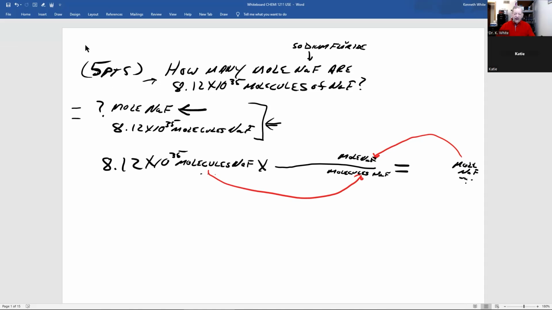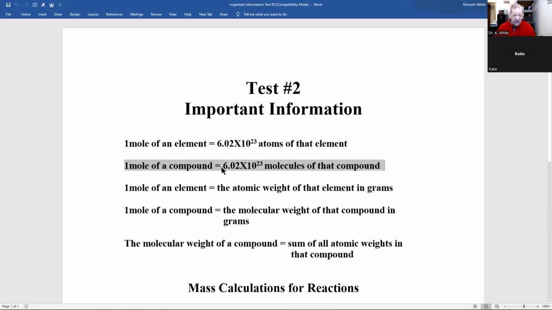Molecules of sodium fluoride on the bottom. And where do we find a relationship between moles of a compound and molecules of a compound? Well, in case you forgot, you go to important information, test number 2. 1 mole of a compound equals 6.02 times 10 to the 23rd, Avogadro's number, molecules of that compound. 1 mole of a compound equals 6.02 times 10 to the 23rd molecules of that compound.